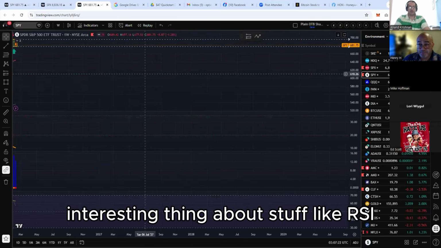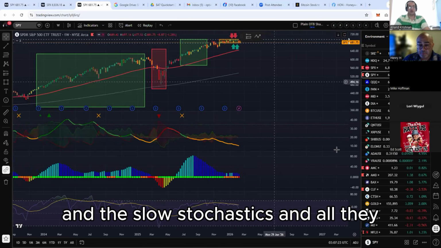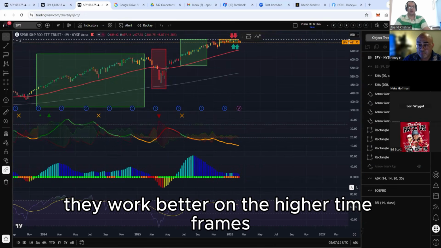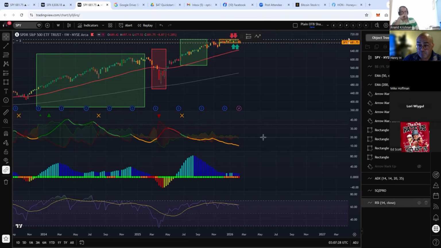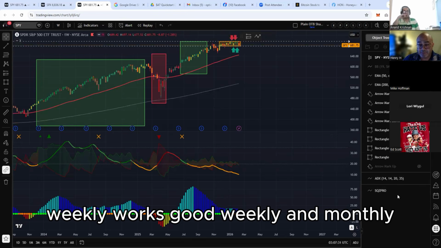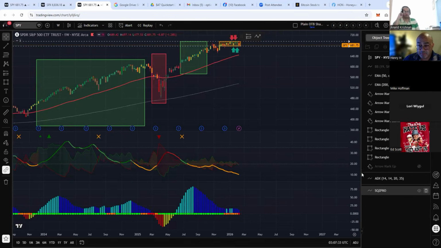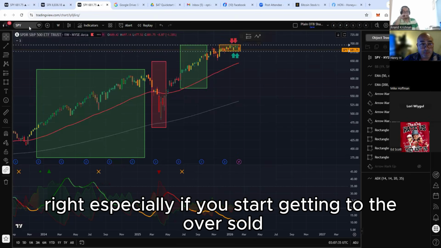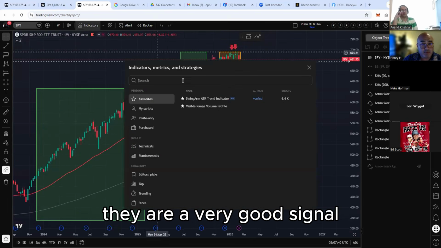An interesting thing about indicators like RSI and the slow stochastics is that they work better on the higher time frames. Weekly works good, weekly and monthly, especially if you start getting to the oversold extremes. They are a very good signal.